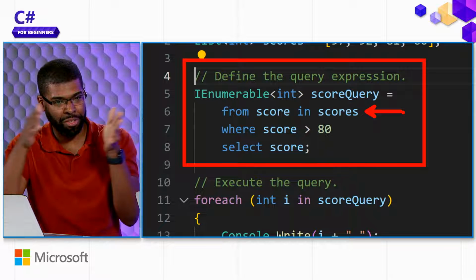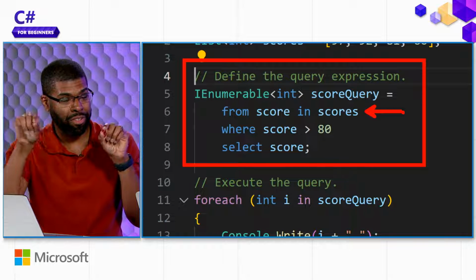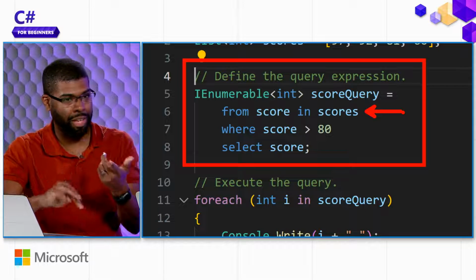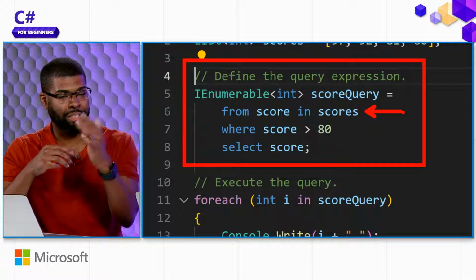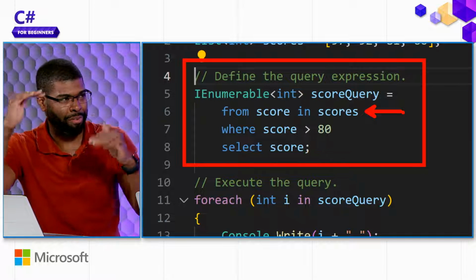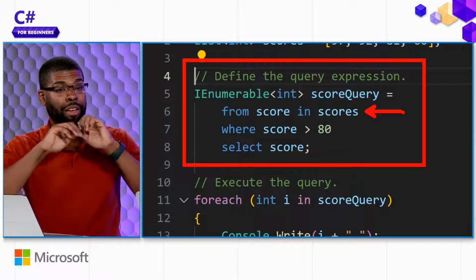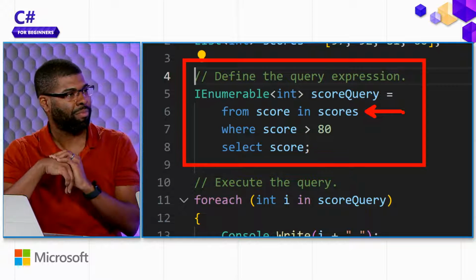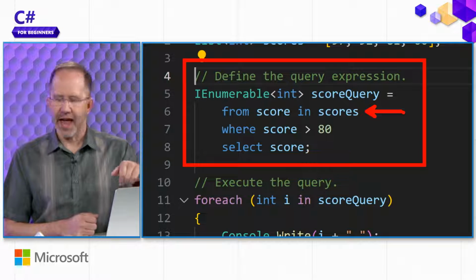So you're saying for every score in scores, where score is greater than 80, and then we have a condition, just like the ifs and whiles and for loops, right? Select score. This doesn't actually describe doing a for loop or incrementing variables. You're just saying, look at all the scores, find ones over 80, and give me that score. And it's interesting that it's not saying how.